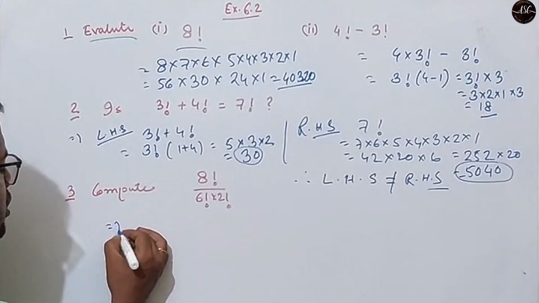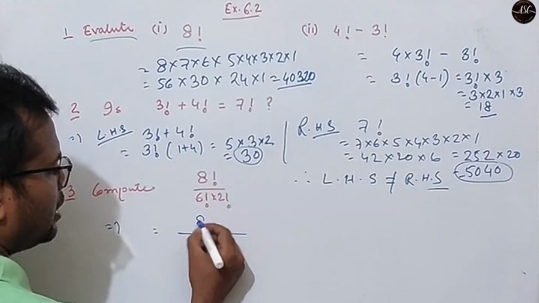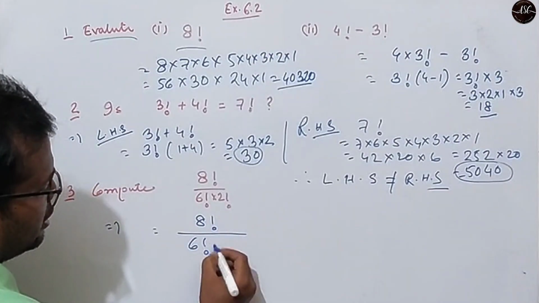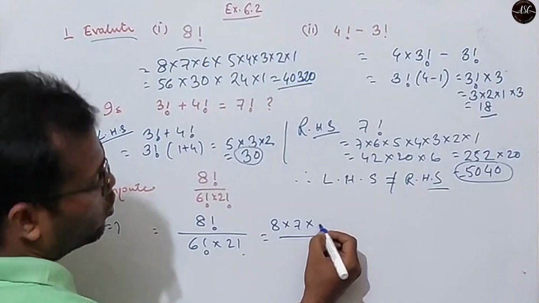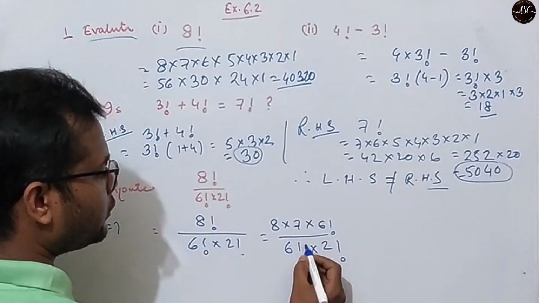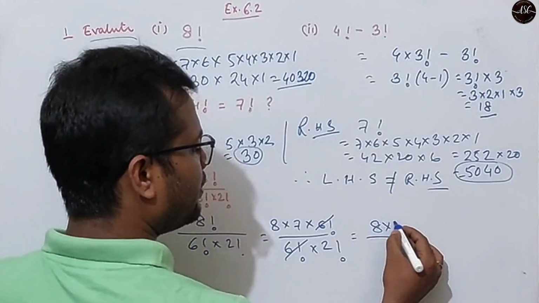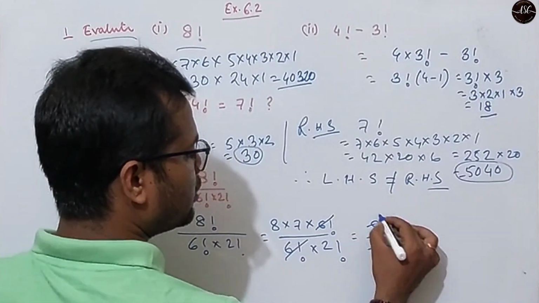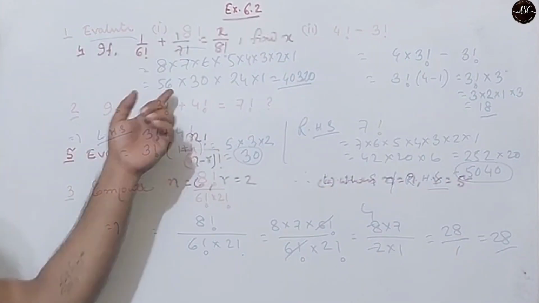Now this question, compute 8 factorial divided by 6 factorial into 2 factorial. So for this, here 8 factorial and here 6 factorial into 2 factorial. So 8 factorial can be written as 8 into 7 into 6 factorial, and here 6 factorial into 2 factorial. Just cancel out 6 factorial, and here 8 into 7 divided by 2 into 1. So just cancel out 4, 28.